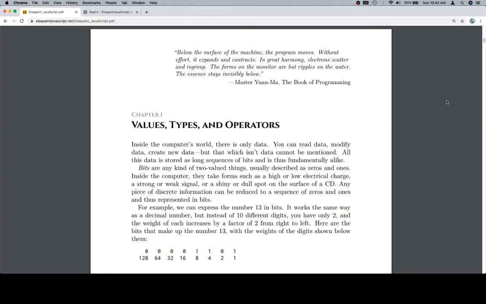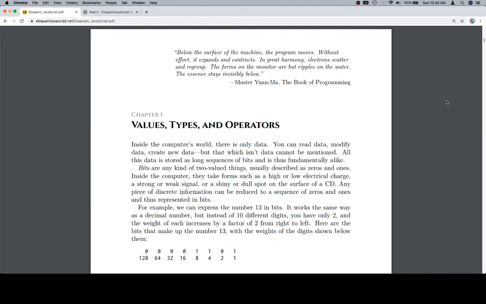I love those little quotes. So anyway, Chapter 1, Values, Types, and Operators. Inside the computer's world, there is only data. You can read data, modify data, create new data, and decide whether you're going to say data or data, or never really choose. But that which isn't data cannot be mentioned.